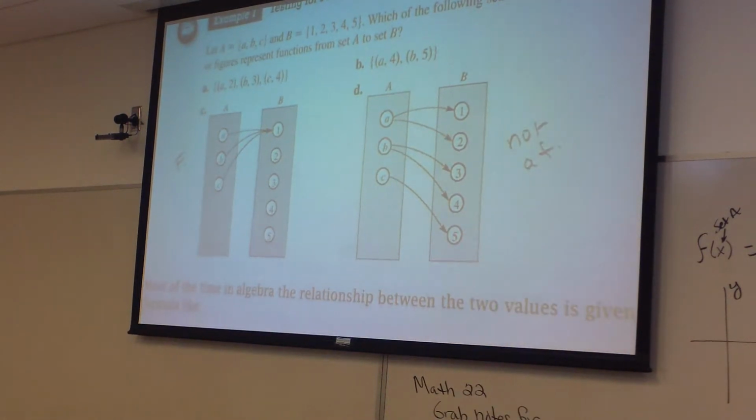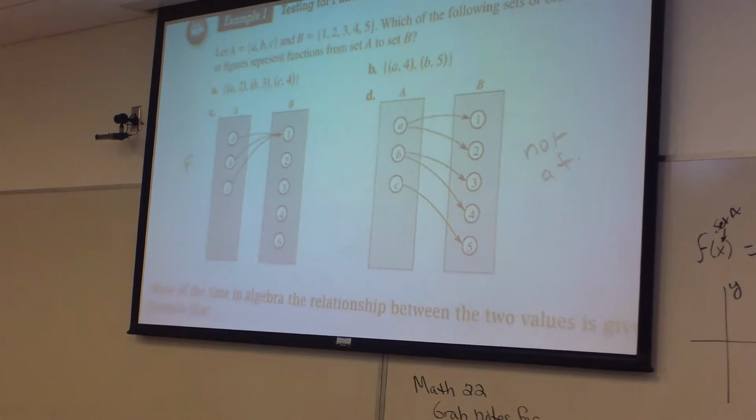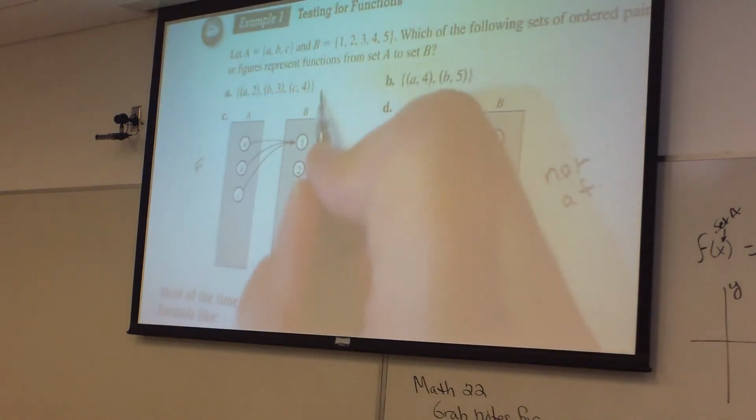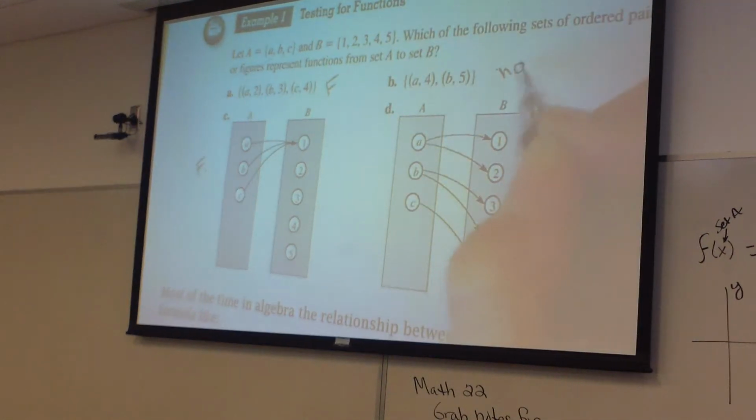So A and B are functions. You think? A and B. Let's say I say little a, it says 2. I know what that is. Little b, 3. Little c, 4. Yeah, that's a function. The problem with B is, what if I say little c? Do you know what the range value is? No. So this is a function and this is not a function.